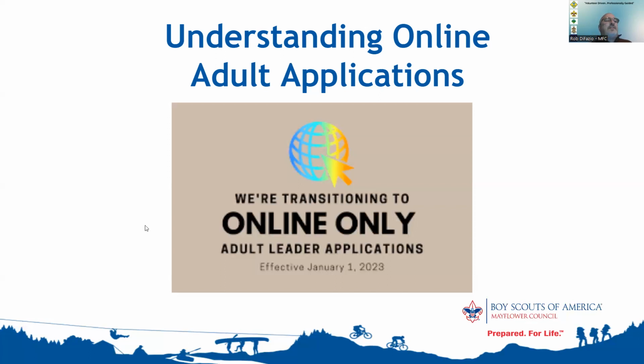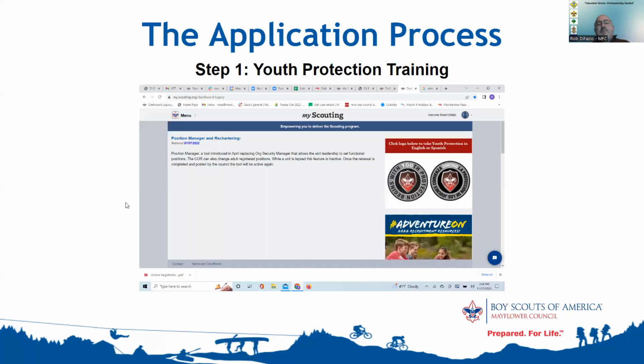When we get started tonight, we are going to talk about some best practices when it comes to advising your adult leaders on how to do this. We're going to break this down step by step. The first thing that your new adult leaders should do before they fill out the application is take youth protection training. Really important that we have that process done.